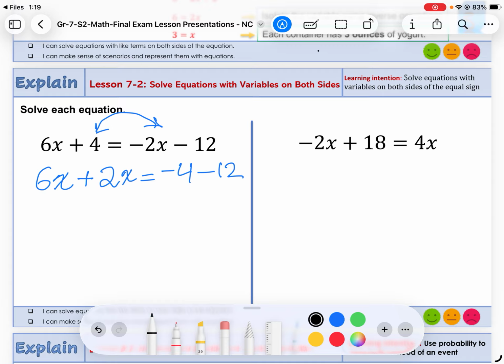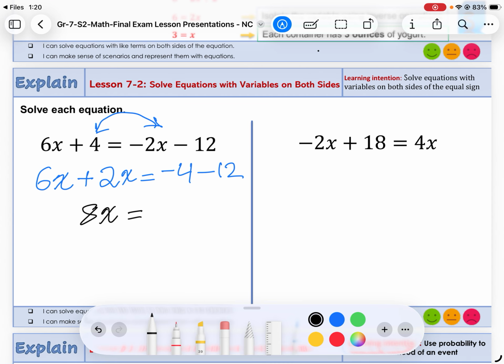So now that's it. Now let's simplify our equation. The second step will be to combine like terms. I know 6x and 2x are like terms. Why? Because they have the same variable x. So I can easily add them. 6x plus 2x will be 8x equals, okay.